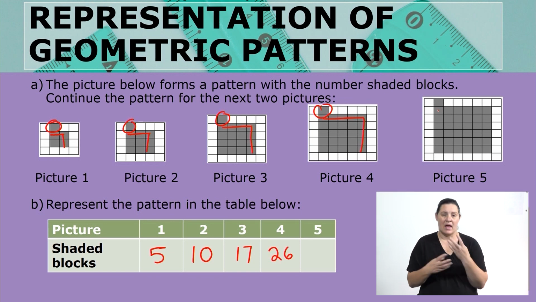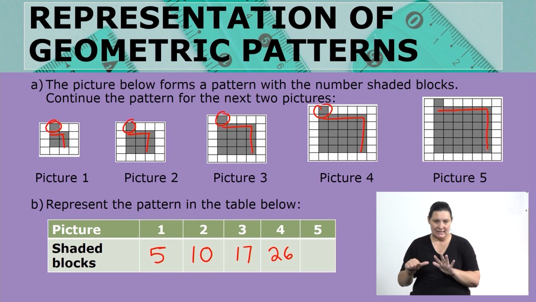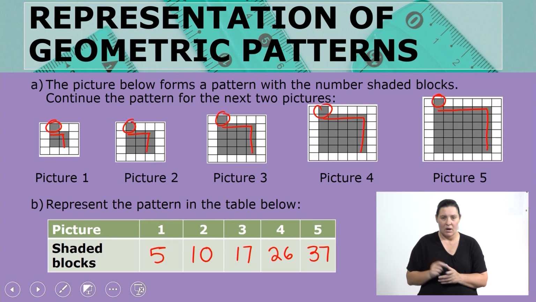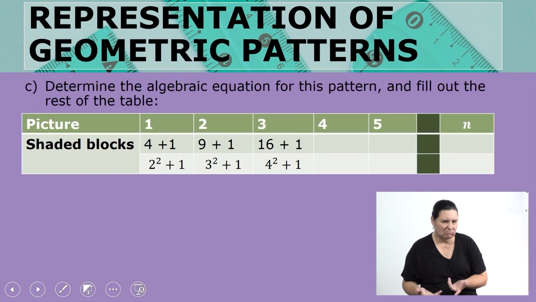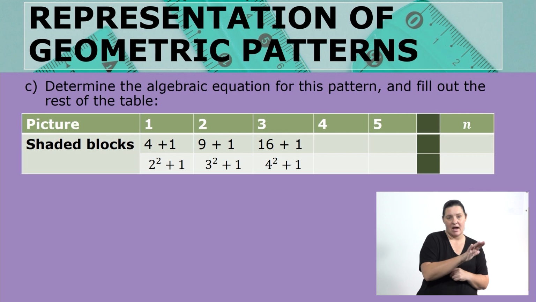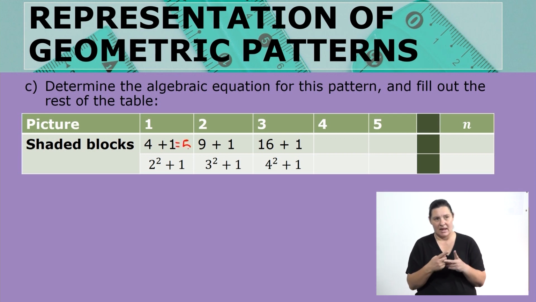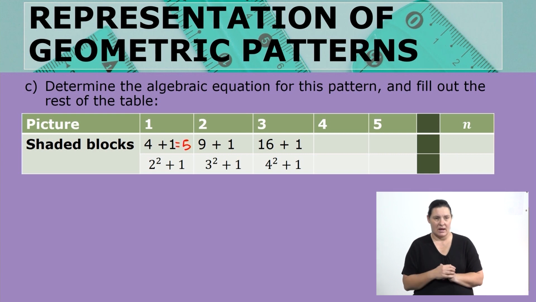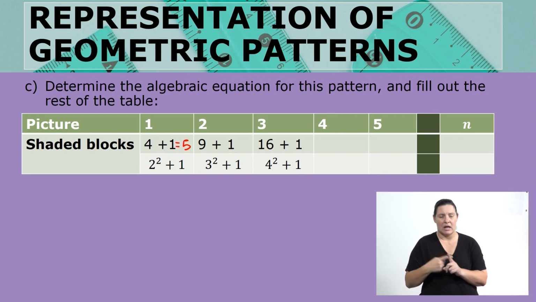And lastly, we have the 6 multiplied by 6. When we add the 1, that is going to give us 37 shaded blocks. So what about algebraically? As we are looking at that same table that we filled out, but now we've broken down our numbers. Remember, it was 5 for the first one there, and we've broken down the 5 into 4 plus 1. Why? Because we noticed that 4 is actually 2 squared, and then we just add 1.